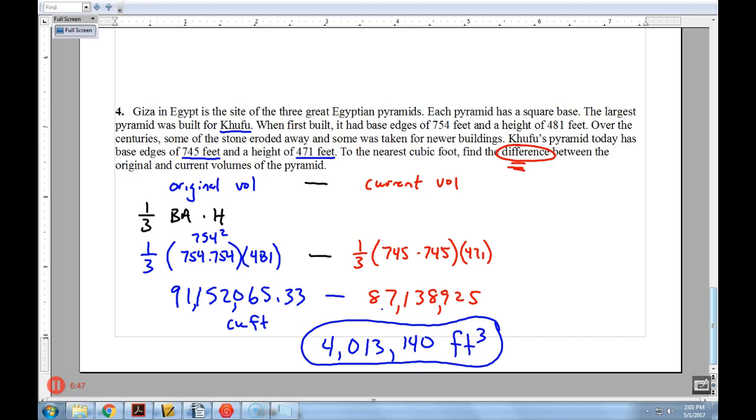Alright, so volume of a pyramid and cone, or pyramids and cones, not too much different. You just got to put the 1/3 in front. This should get us ready for our practice tomorrow.